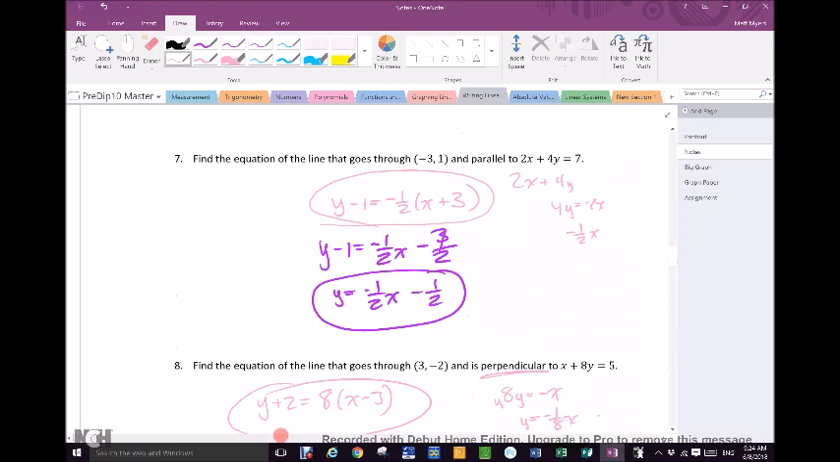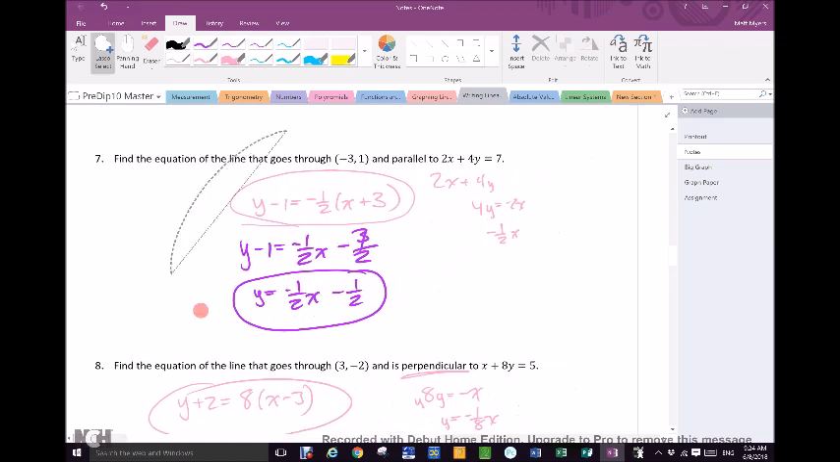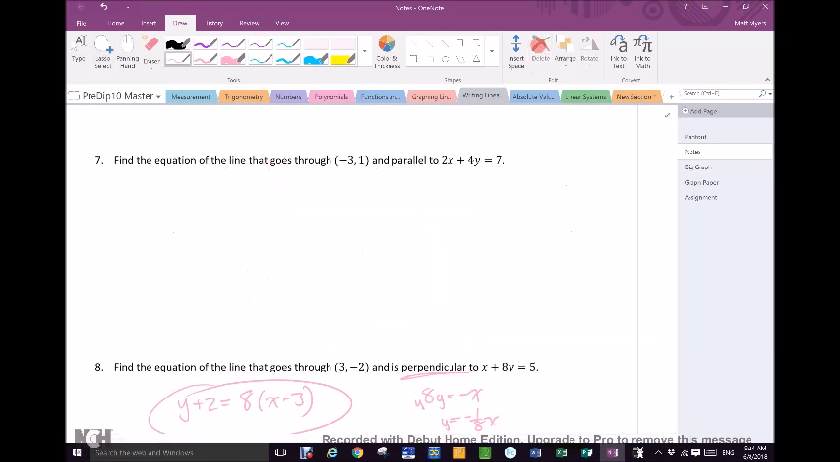What is wrong with number 7, Luke? You're getting it wrong. What are you doing first? Okay, so first I'm converting it to slope-intercept form because I need to know the slope. Great. So 4y equals negative 2x plus 7. You don't need the 7. You only need the slope. Yeah, and then the slope's negative 1/2.